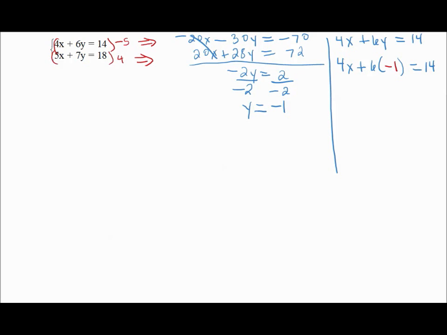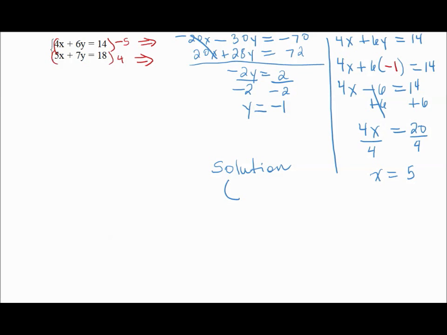And I'll go ahead and solve this equation. This gives me 4x minus 6 equals 14. I'll add 6 to both sides. This gives me 4x is equal to 20. Divide both sides by 4. And this leaves me with x is equal to 5. So that means that my solution for this system is going to be 5 for my x value and negative 1 for my y value.